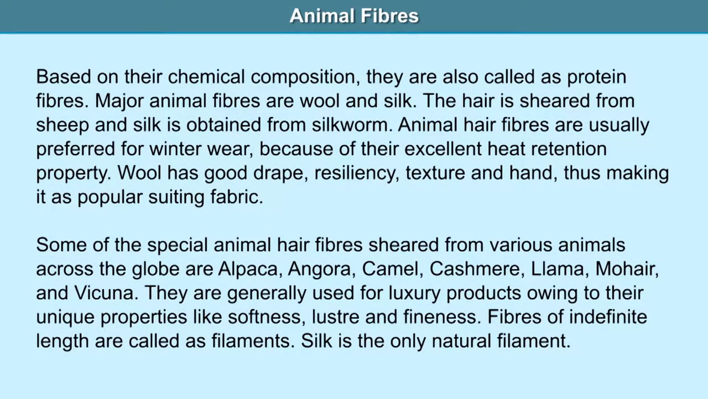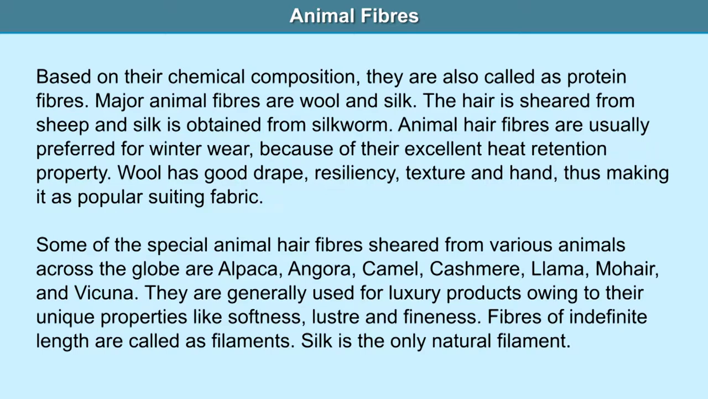Animal fibers. Based on their chemical composition, they are also called protein fibers. Major animal fibers are wool and silk. The hair is sheared from sheep and silk is obtained from silkworm. Animal hair fibers are usually preferred for winter wear because of their excellent heat retention property. Wool has good drape, resiliency, texture and hand, thus making it a popular suiting fabric.